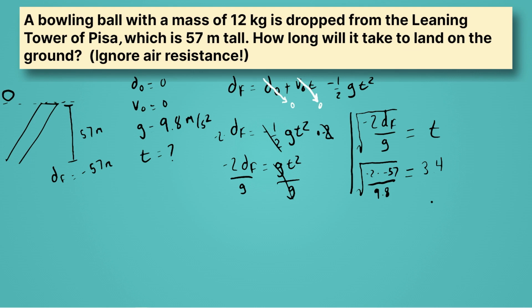And then we need to add units. Well, we're going to have seconds. That's the unit for time floating around here. So it's going to take 3.4 seconds to drop from the top of the Leaning Tower of Pisa.